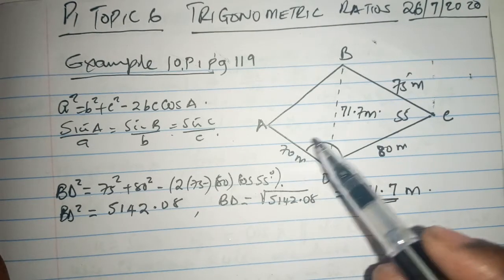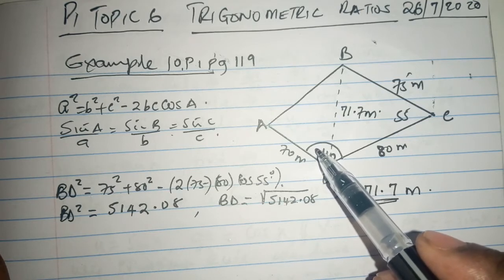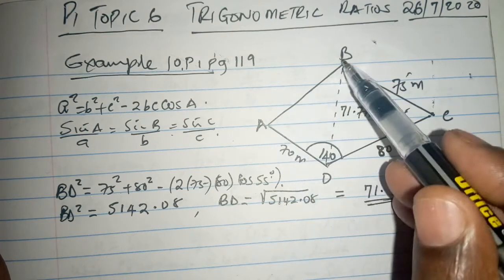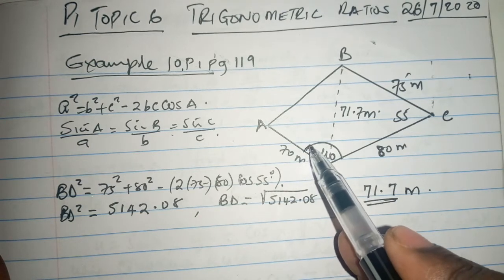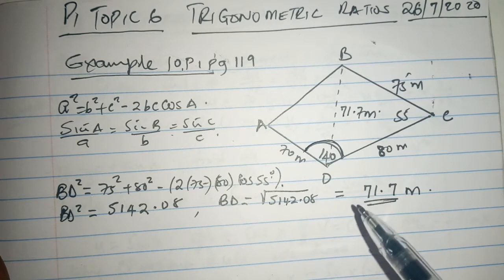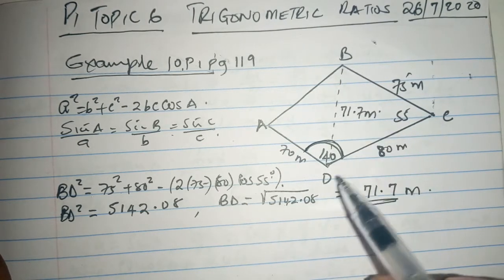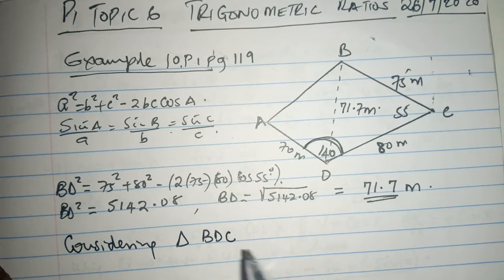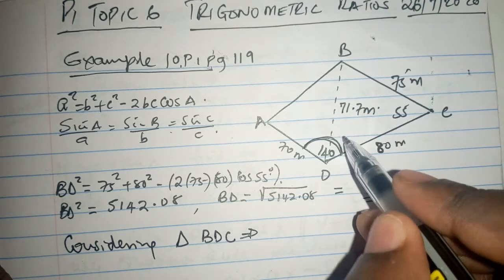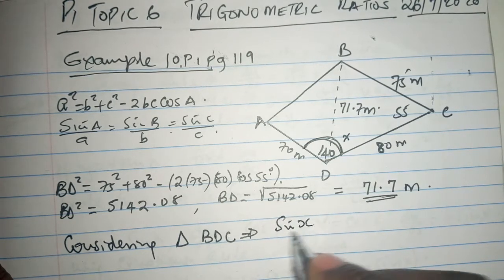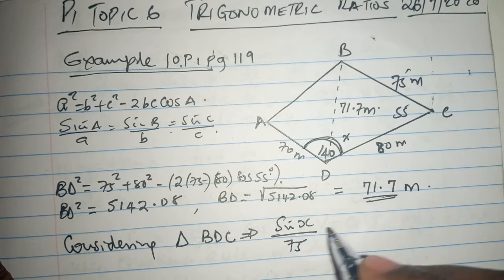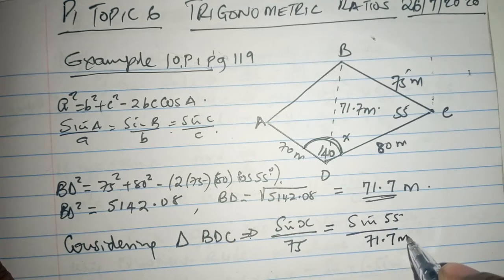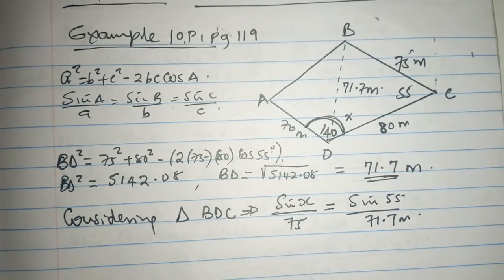Now that we have this side, we don't have this angle. If we had this angle, it would be very easy to use the cosine rule to get AB. But this angle is within 140 degrees. Therefore, considering triangle BDC, let's talk about x. Using the sine rule, sine x over 75 equals sine 55 over 71.7 meters.